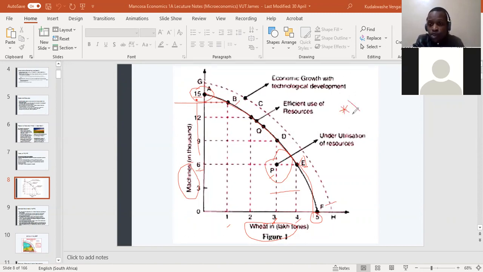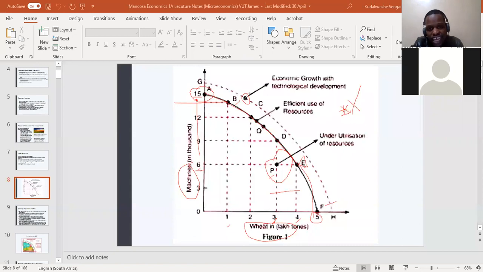Let's say this is point X over here. You don't have the resources to produce a point X. Why? Because of scarcity. You don't have the resources to produce a point C over here. Why? Because of scarcity of the resources that exist in the economy. But we said point P, we said that's underemployment of resources, right?